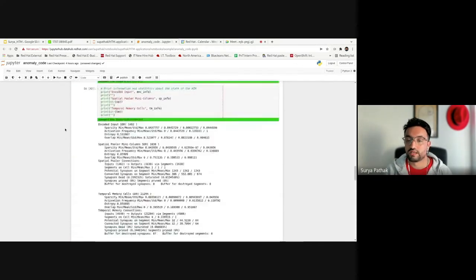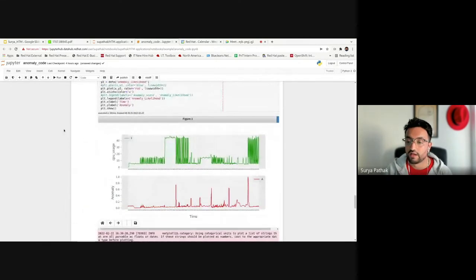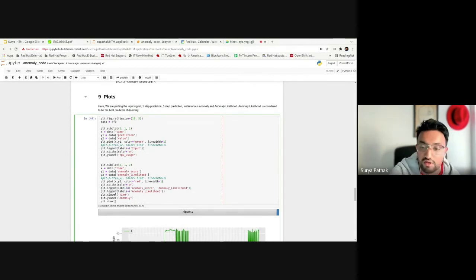So we calculate the anomaly score, we calculate the anomaly likelihood, and here we have the plots. Here we have the input signal given by the green points. Here we have the anomaly likelihood signal. Now this anomaly likelihood is definitely higher over here, which depicts there is some anomaly at these points. Now if we consider the anomaly score as well in the plot, it will look something like this.